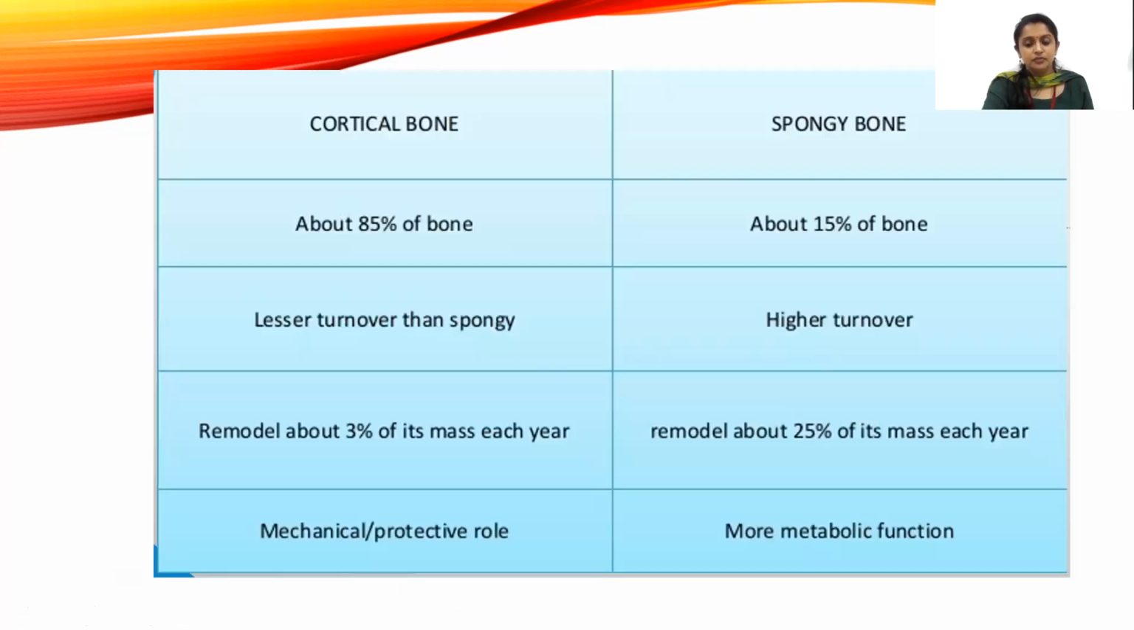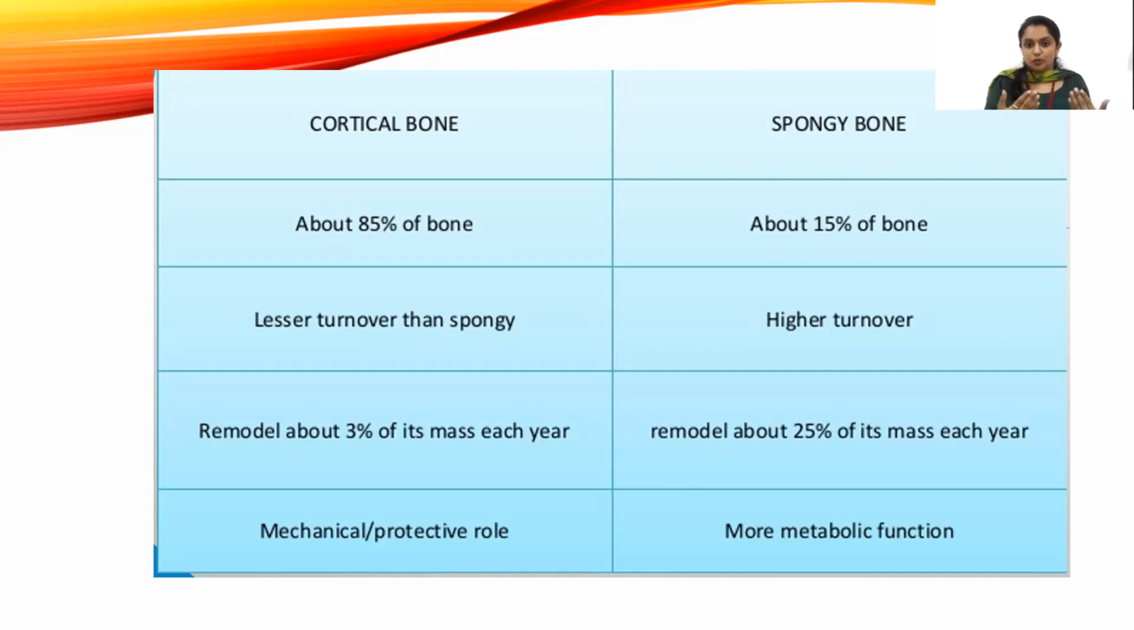Now another important, vital question will be, what is the difference between cortical bone and spongy bone? Cortical bone is around 85% of bone, whereas spongy bone is 15% of bone. So what is the other thing? First, it is air spaces. The bone composition is the same, but there will be more bone in the cortical area compared to spongy.